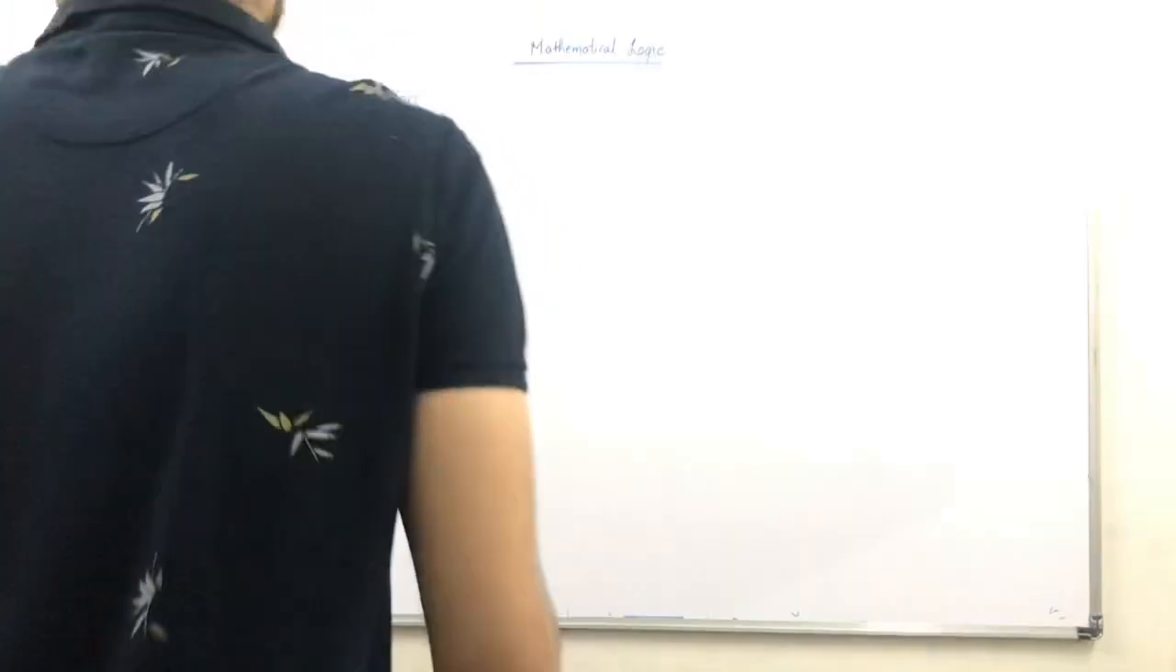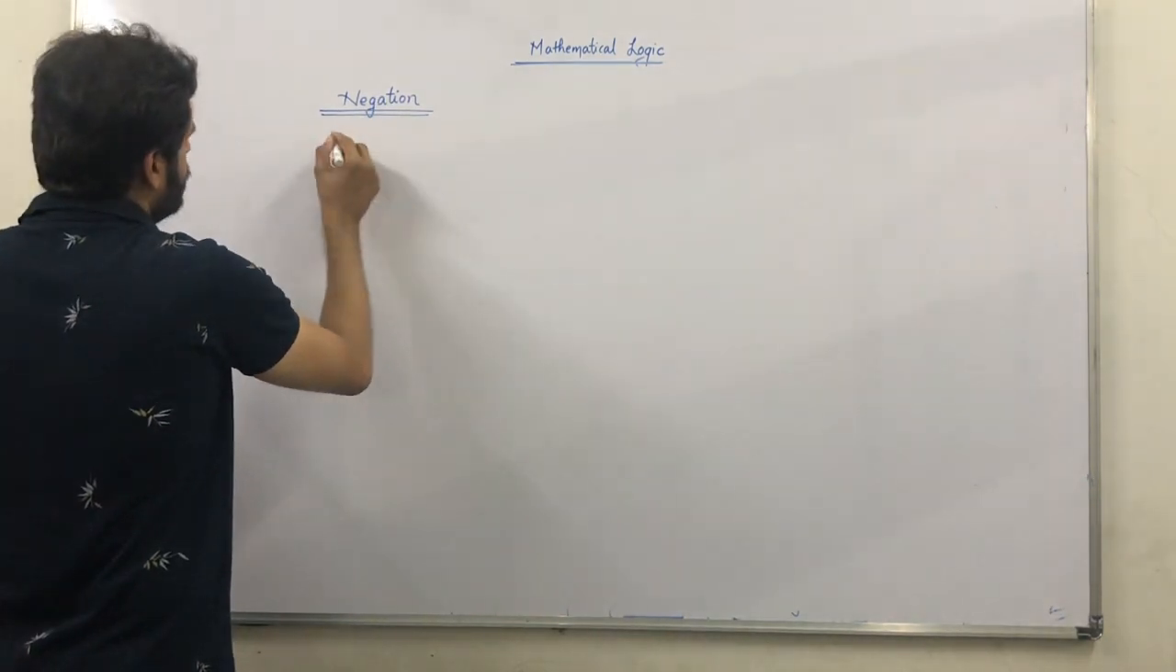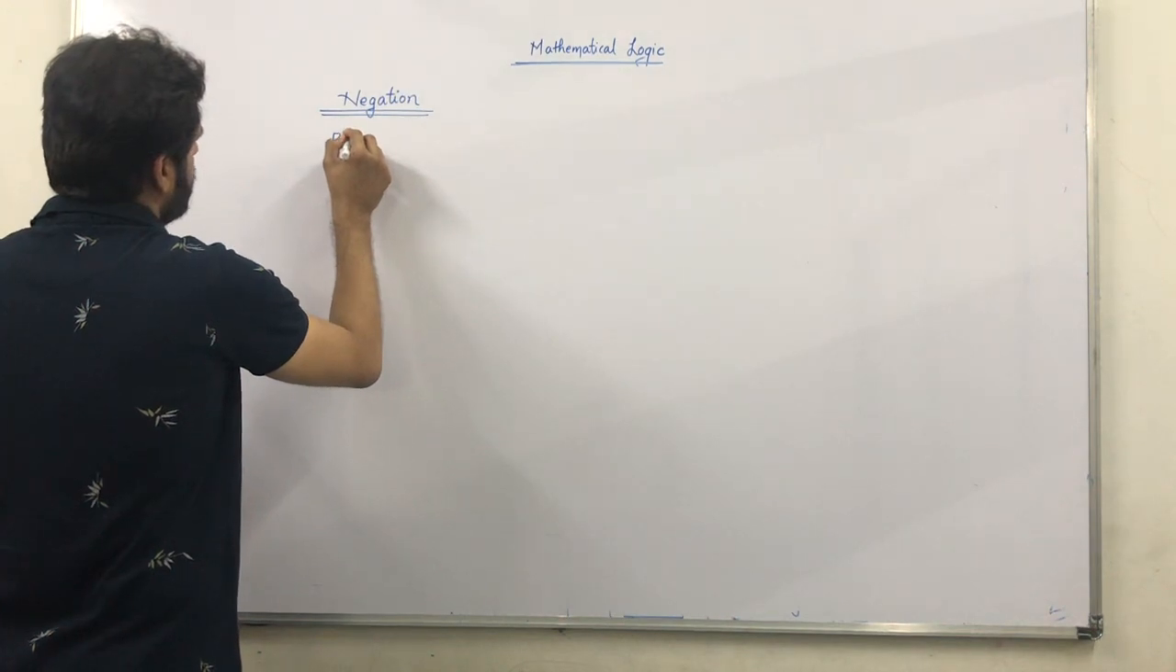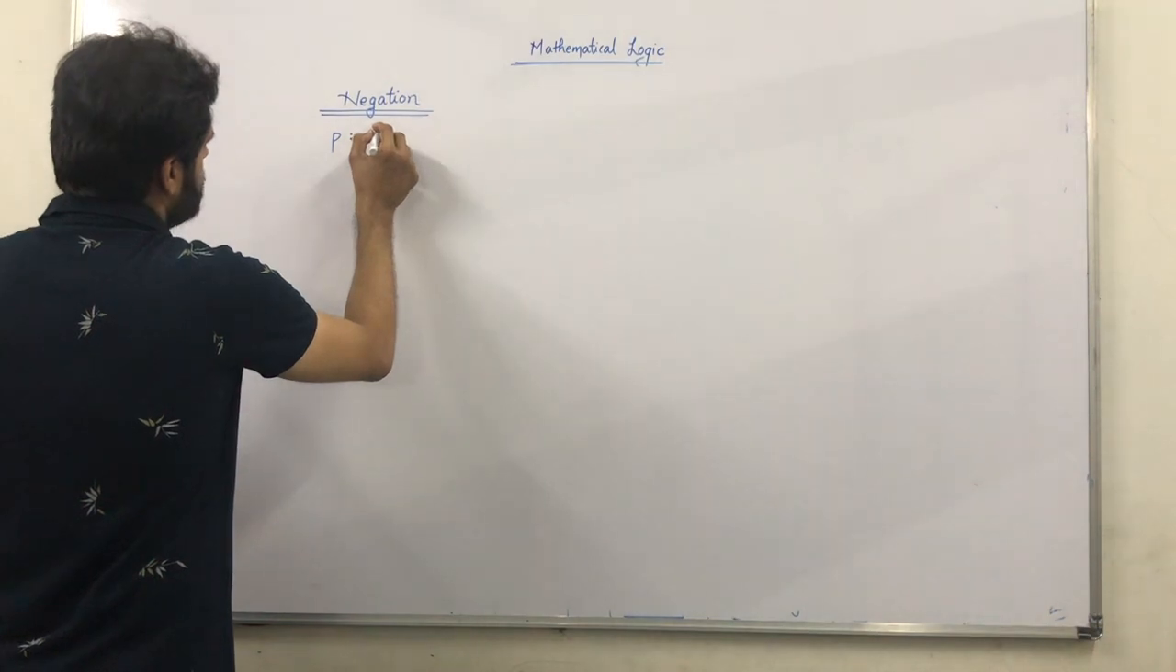So we're going to do negation of statement. It will be negation of simple statement, and then the negation of compound statement, right? So right now, negation of simple statement we are seeing.